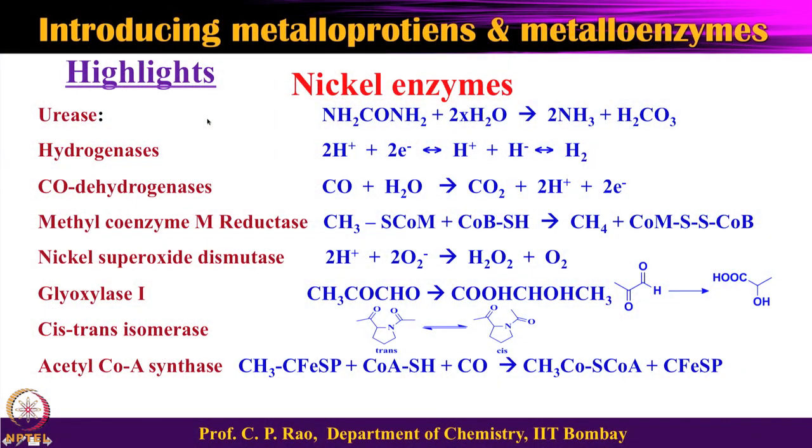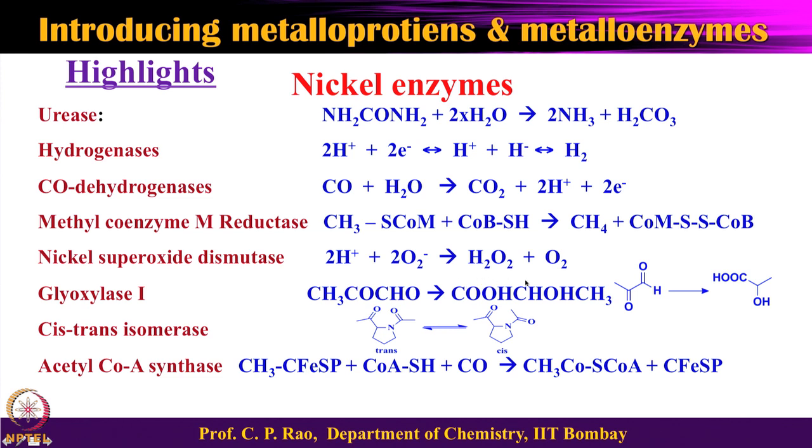Okay, you see that in the case of the nickel enzymes, nickel is involved in a variety of reactions such as hydrolysis, like urea hydrolyzing to give ammonia, and hydrogenases where 2H+ plus 2 electrons gives H2. It is a reversible reaction depending upon the nature of the enzyme, whether it is in the oxidized form or the reduced form. Also carbon monoxide dehydrogenase going from CO to CO2, and the methyl coenzyme M reductase, and nickel superoxide dismutase, which I have told you earlier too.